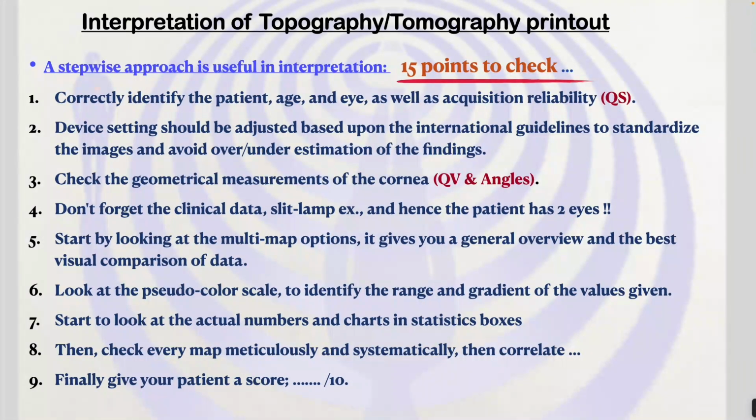Start by looking at the multi-map option and then every map in single interpretation. Look at the pseudo-color scale to identify the range and the gradient of the values given. Start to look at the actual numbers and charts in the statistics boxes. Then check every map meticulously and systematically. Finally, give your patient a score. How many from 10? If 9 out of 10, it will be okay and may pass. Less than that, you have to think again.